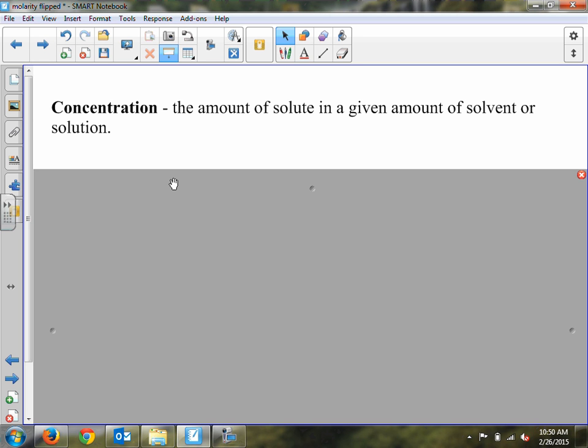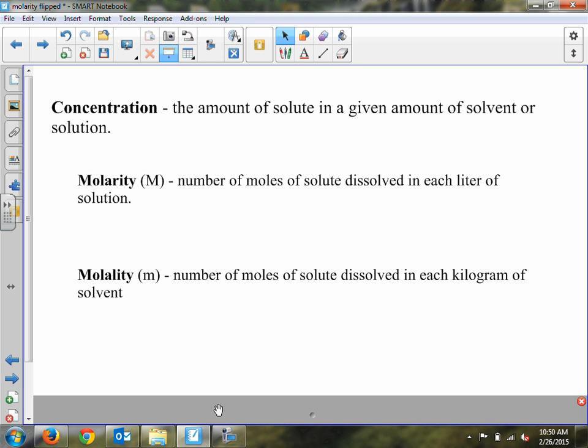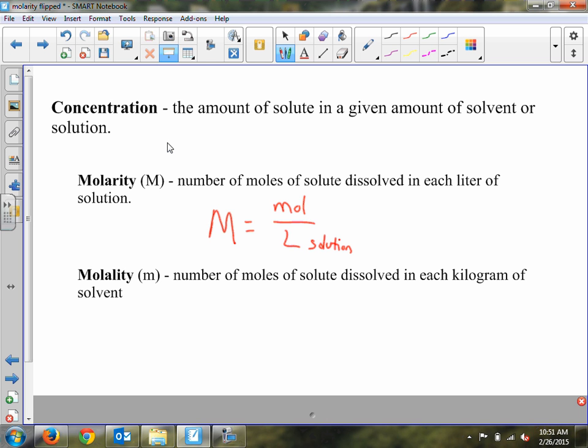We've got 2 different equations for concentration we're going to give you today, and a third one tomorrow. Here are the 2 ways to measure concentration we have today. Molarity, with a capital M, is the number of moles of solute dissolved in each liter of solution. As an equation, big M is moles over liters, and make sure you know it's liters of solution. That's something you need to learn. Got to memorize.